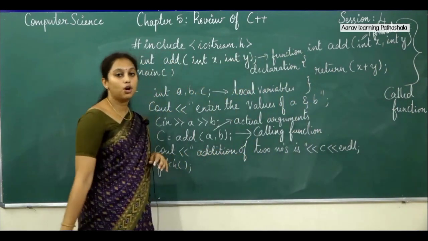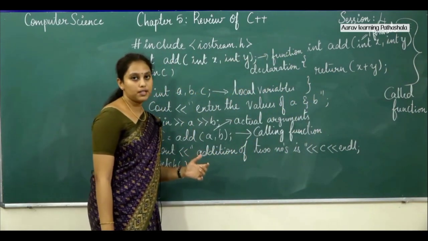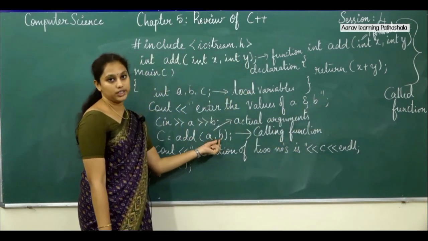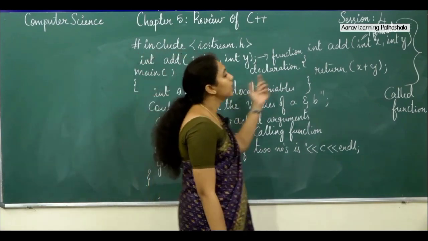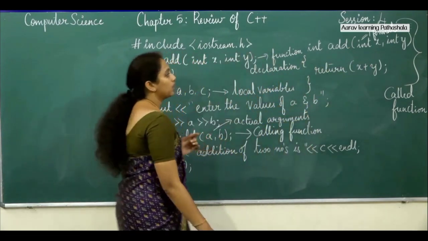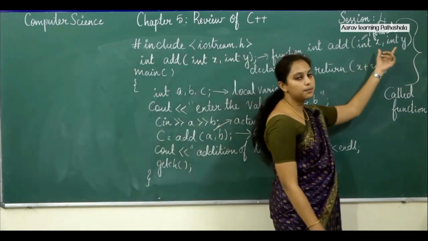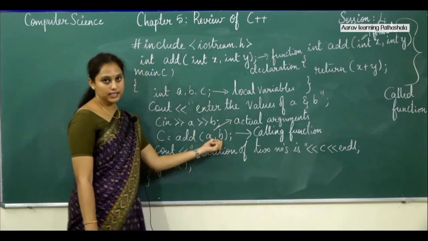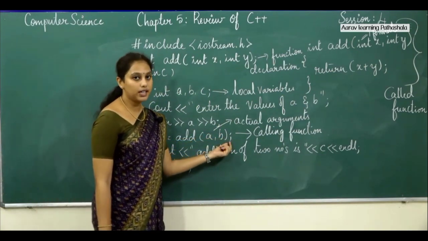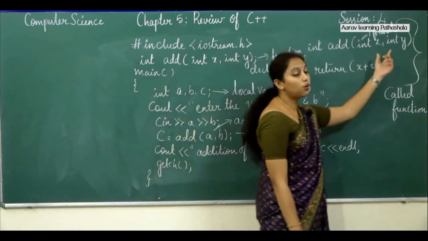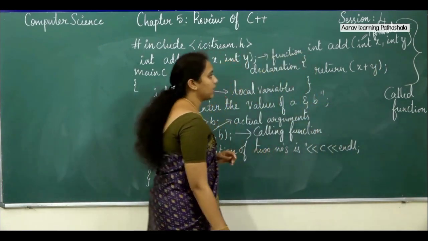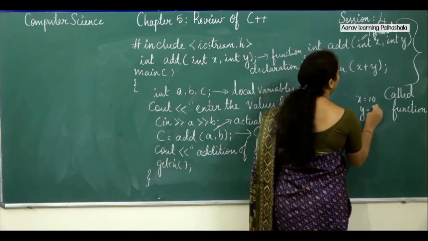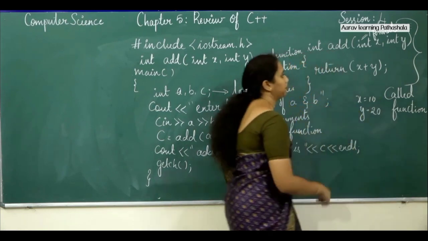Why are they called formal arguments? Because these arguments receive the values from the actual arguments. Here x and y accept the values from a and b. Suppose the value of a is 10 and the value of b is 20, then those values are transferred to x and y respectively. So the value of x becomes 10 and the value of y becomes 20.